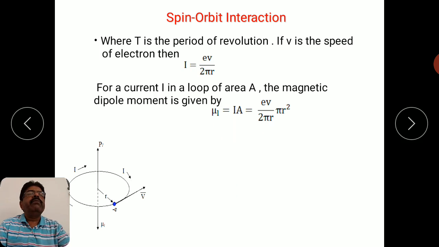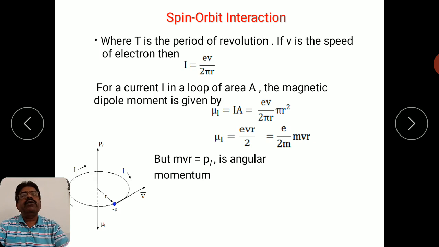The magnetic dipole moment μ_I is IA = ev/2πr × πr². So this is the magnetic dipole moment: μ_I = evr/2, since the π and one of the r cancel. You can multiply and divide by m in both numerator and denominator, and it becomes e/2m × mvr.